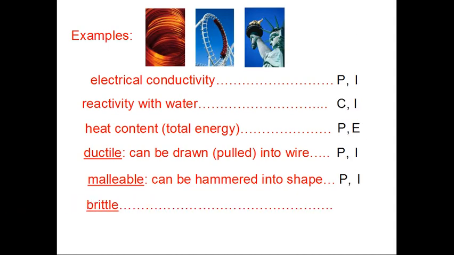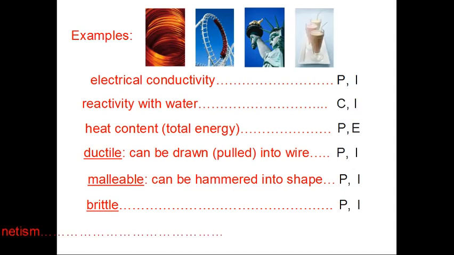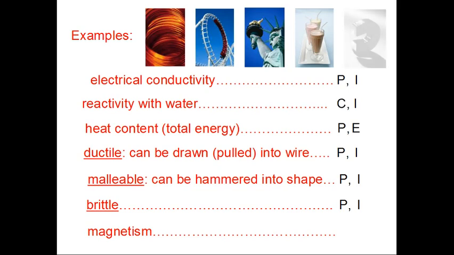Malleability, you can hammer it into shape. Physical, intensive. Now, the opposite of malleability is brittle. Malleability means you can hammer it and it bends, it doesn't break. Brittle means you hammer it and it just shatters. Still a physical property, still intensive. Magnetism. When you use a magnet, it doesn't chemically change. Physical property and intensive.